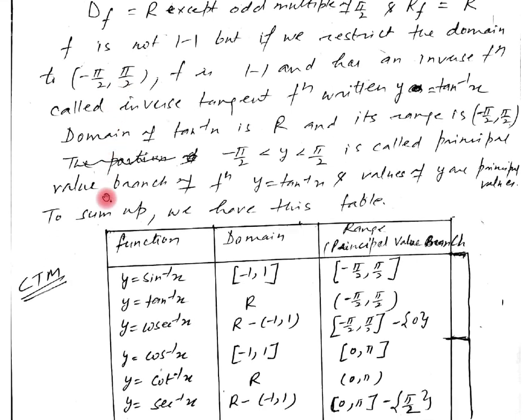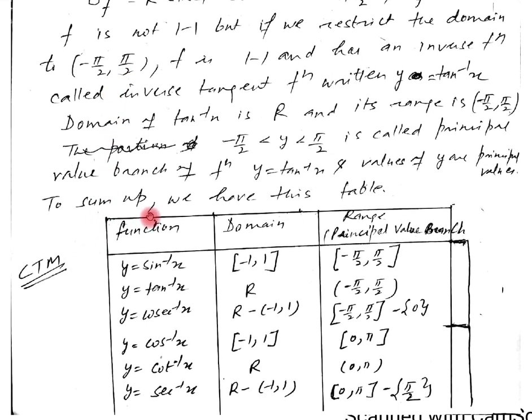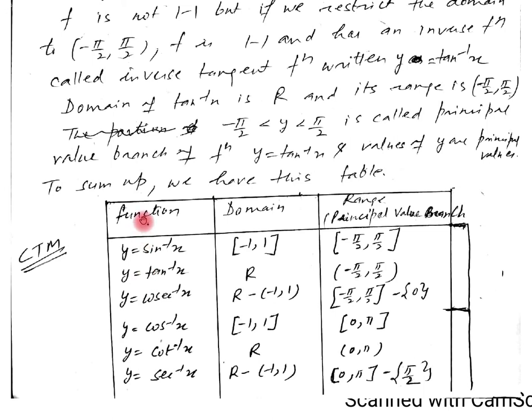To sum up all this, we have this table. This is the function, this is the domain, and this is the range. Y equal to sine inverse x: the domain is the closed interval minus 1 to 1, and the range, or the principal value branch, is the closed interval minus pi by 2 to pi by 2.